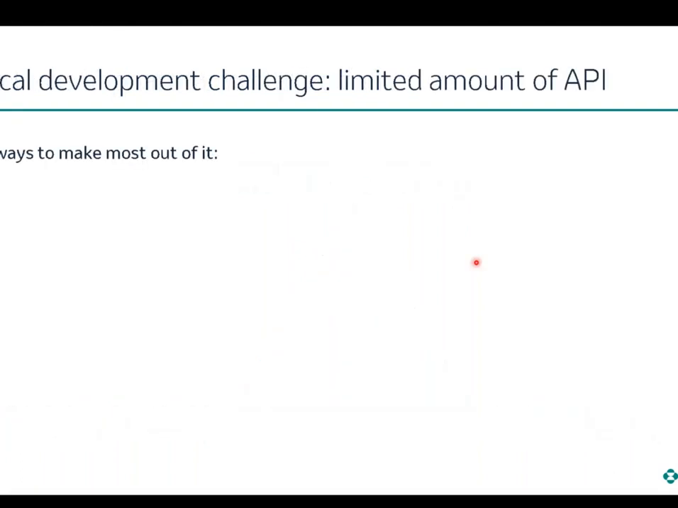But early on in the development of an API, I typically face the challenge that there is only a limited amount of API available. Every project is really new. There is a new API, a new molecule that the chemists are putting together, initially in very small quantities. So when it comes to crystallization development, there is just not a lot of material around. And there are three ways to make the most out of it.